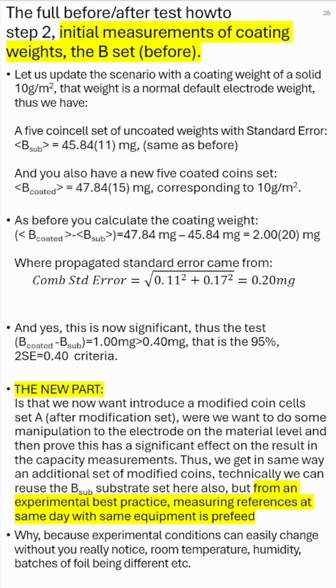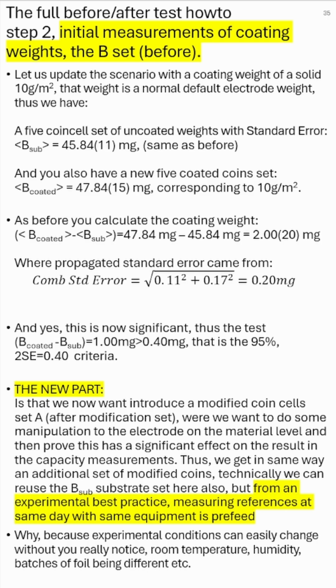So now comes the new part. We don't just want to make coatings on coins that are statistically significant. Now we want to add the new part where we have another set of coins that has been modified.